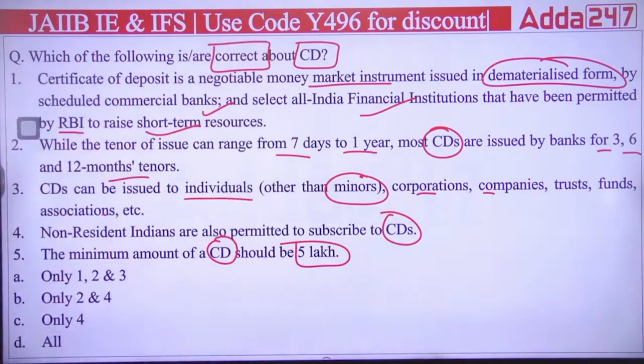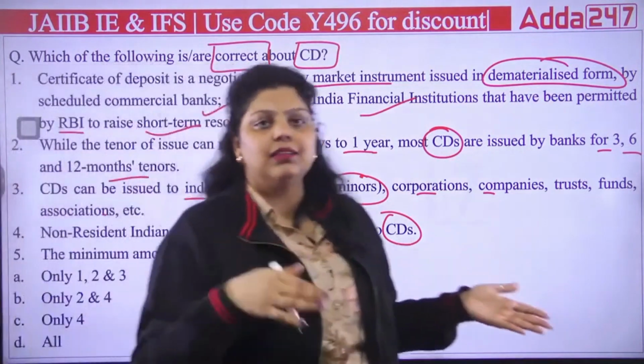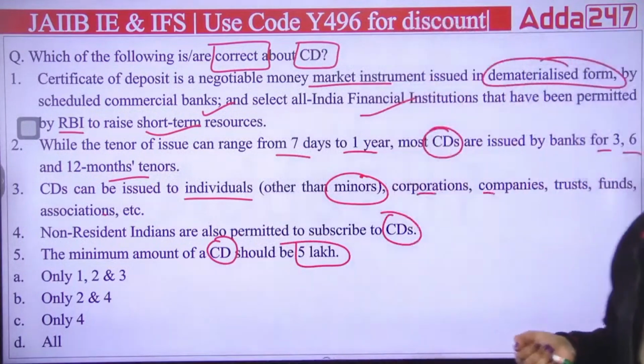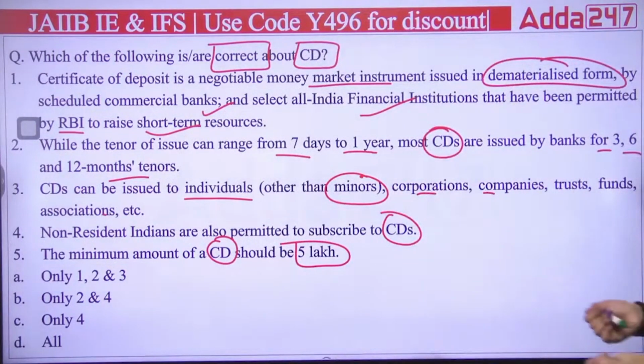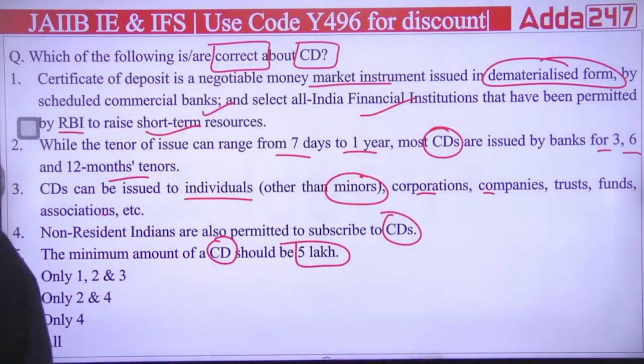of deposit. Because certificates of deposit are issued by banks and financial institutions, that's why they are secure instruments. So the right answer will be only 1, 2, 3, only 2 and 4, only 4 or all of the above. Which of the following you think is the right answer?